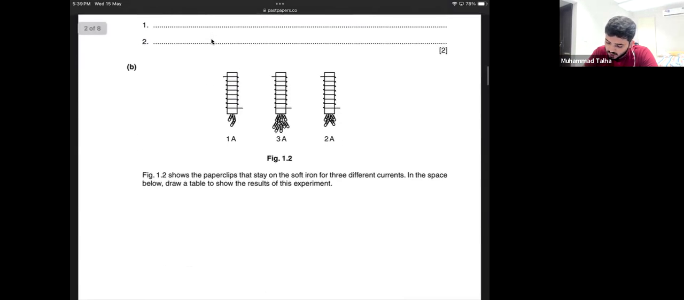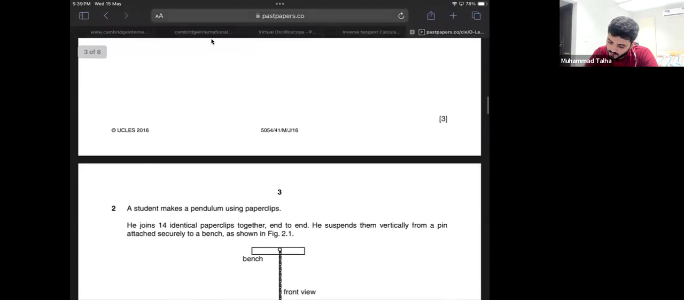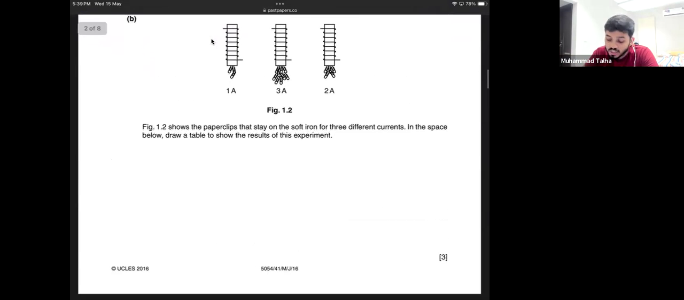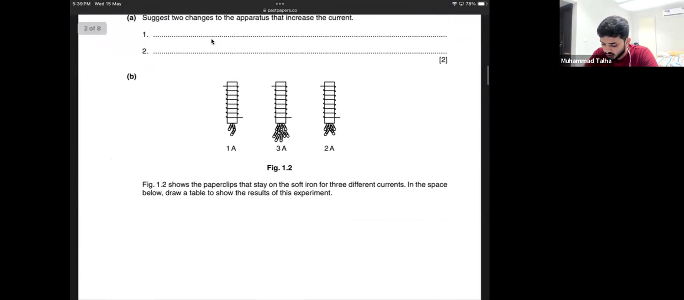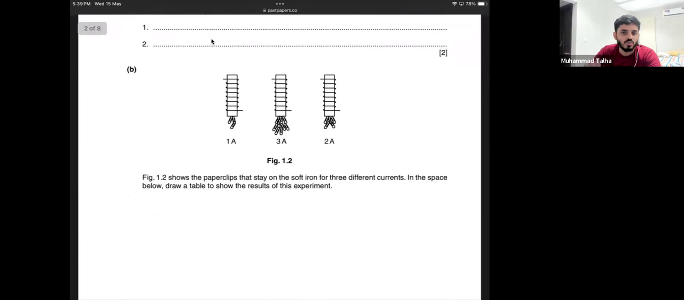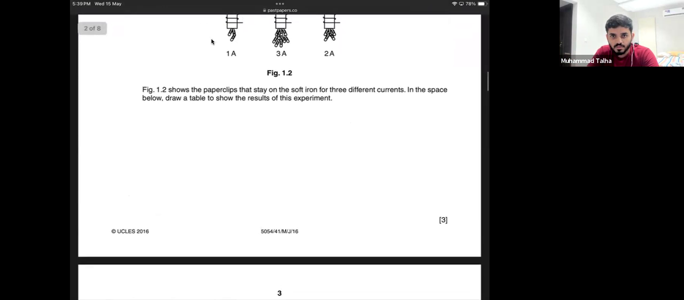Part B, so he does this for different currents, and he sees when the most paper clips basically stick to the electromagnet. And in the space below, draw a table to show the results of this experiment. Right. So to show the results of this experiment, what you would just do is make a table of the current and how many paper clips are sticking. Right. So that's what this is.